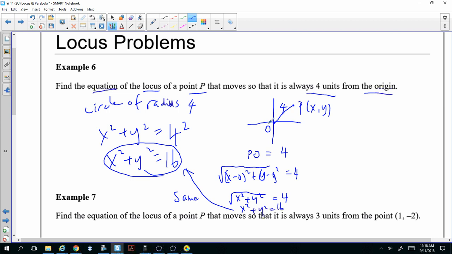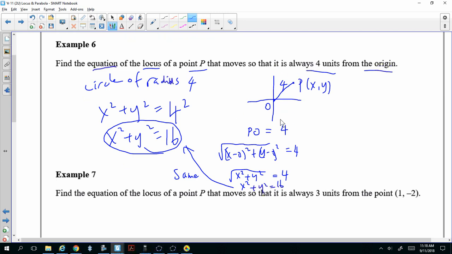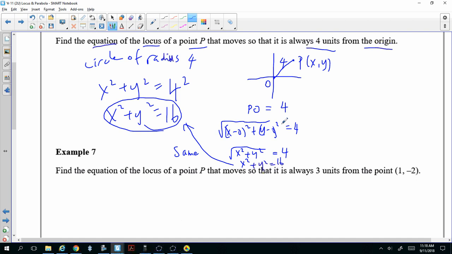So in this exercise, you're going to learn how to find the equation of a graph given a description. In this case, the description was the point is always 4 units from the origin. You get a circle. Right, let's look at another question. What if I change the question slightly so that it is always 3 units from the point 1, negative 2? Let's try to draw it.